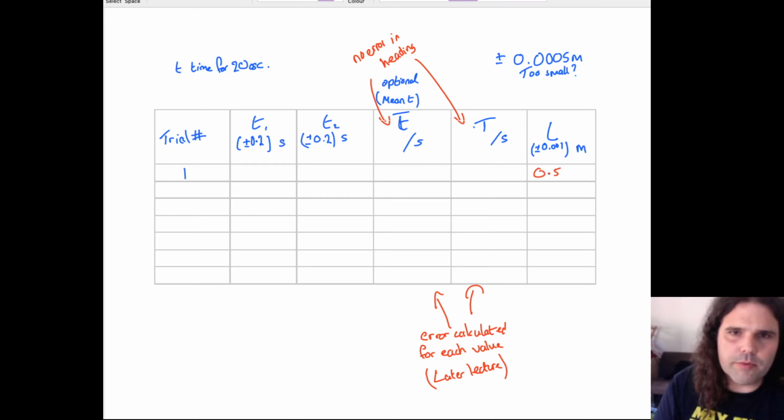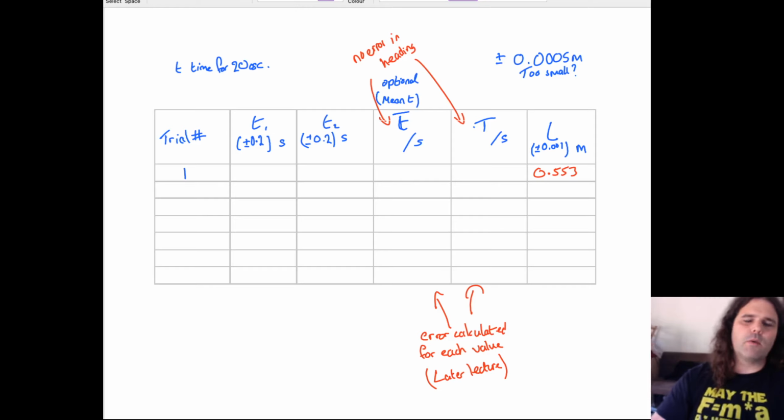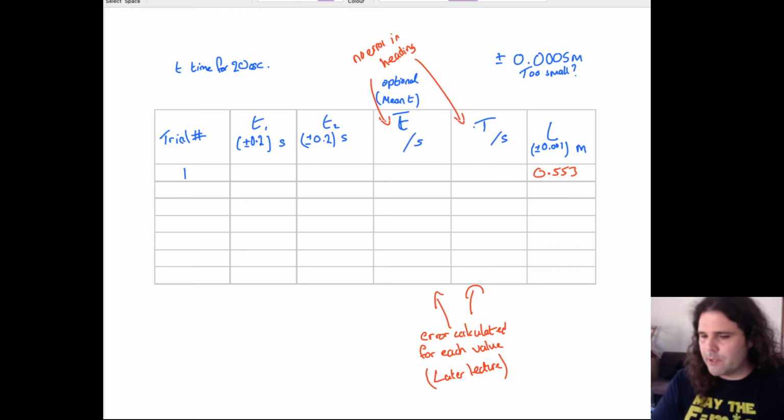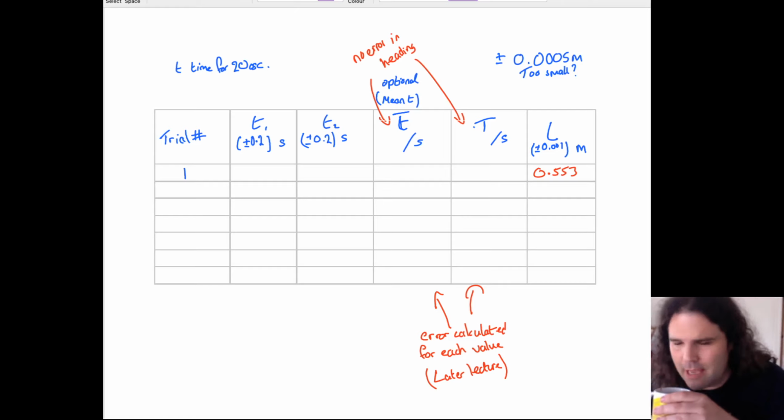0.553 metres, so it's correct to the nearest millimetre. If you're working in centimetres, you shouldn't be working to the nearest whole centimetre. So you should have 1 decimal place. If you're working in metres, you should have 3 decimal places. You're definitely going to be measuring to the nearest mil. Unless your ruler doesn't have mils on it, in which case get one. Sorry, but get one.